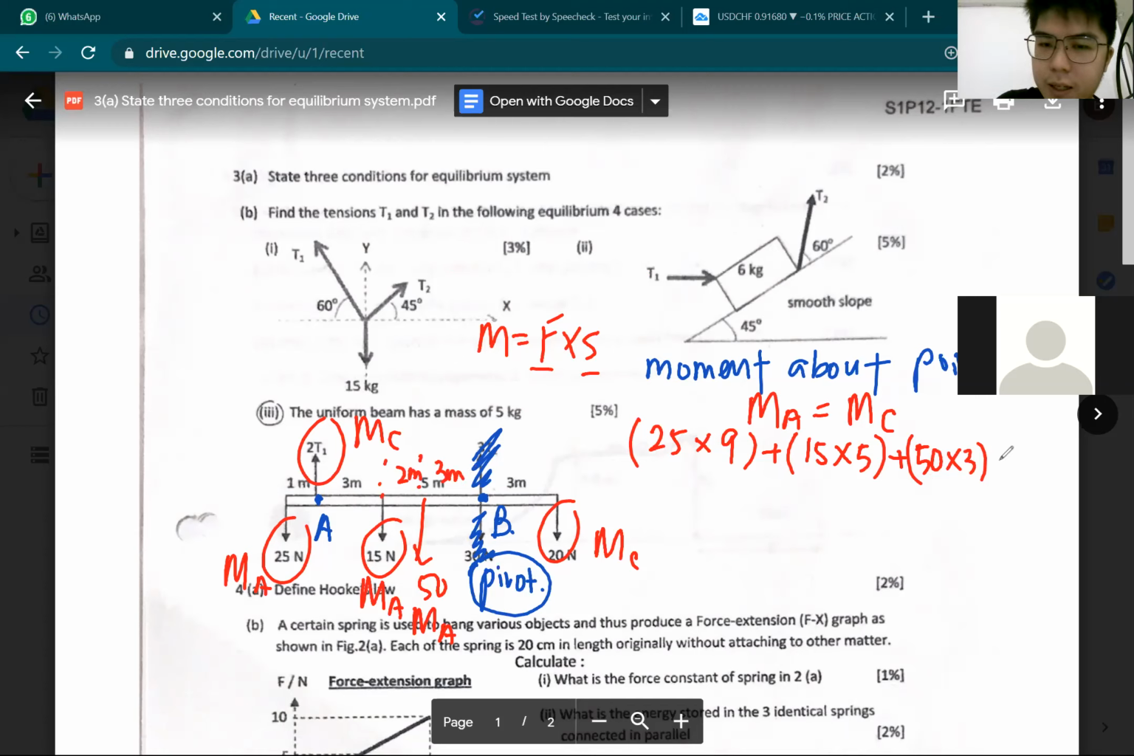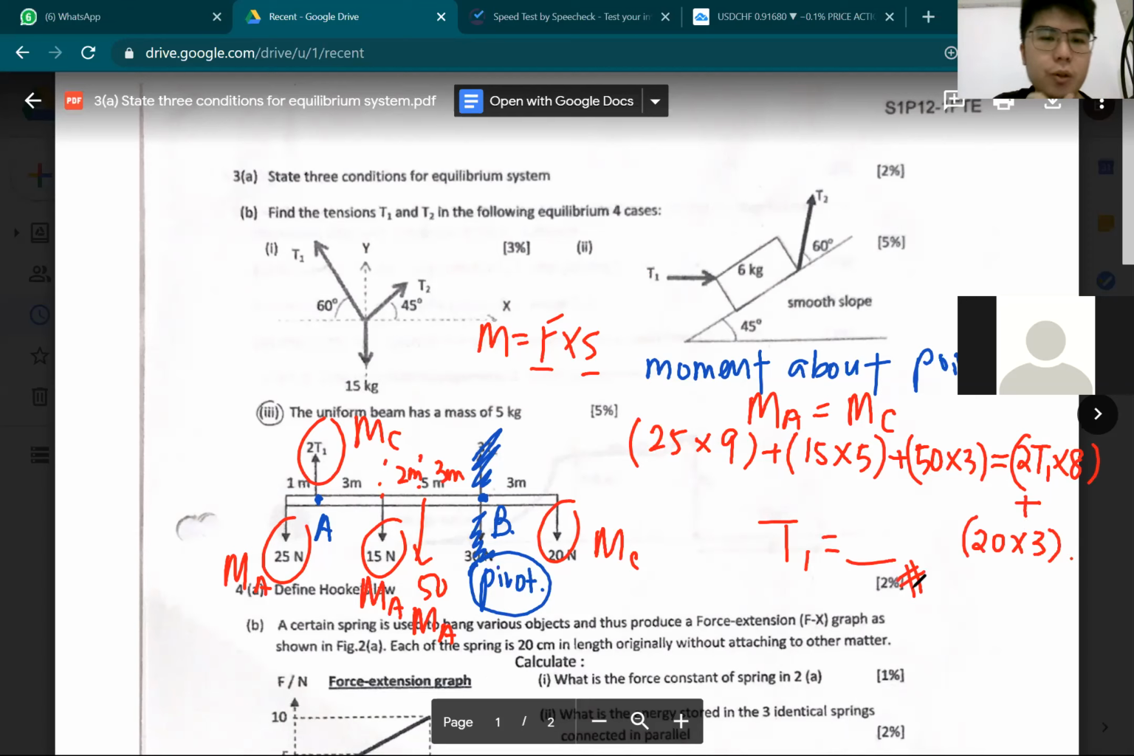Okay, and then the 3 forces MA equal 2T1 times 8 meters plus 20 Newton times 3 meters. So from this equation you can find T1. It's the same, you will get the same answer. Then you substitute to find T2 again. So it's up to where you choose the point.